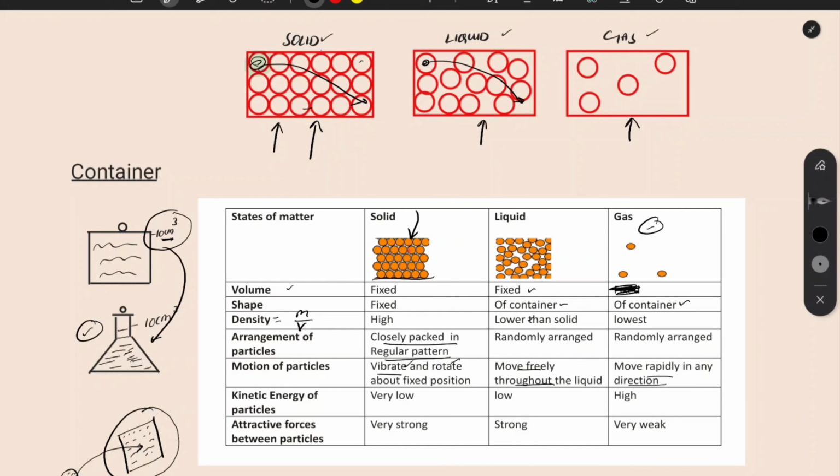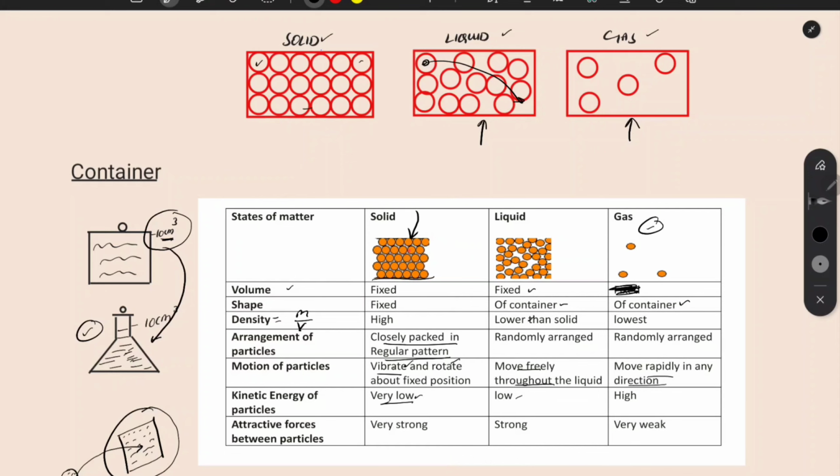Then the kinetic energy of particles in solids is very low. Particles are very close to each other and cannot move from one place to another. The energy that is linked with motion is called kinetic energy. I think you're all familiar with this term. If something is moving fast, it means that its kinetic energy is high. Solid particles cannot move very fast, so their kinetic energy is very low.